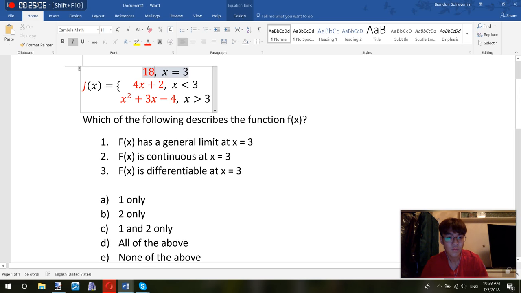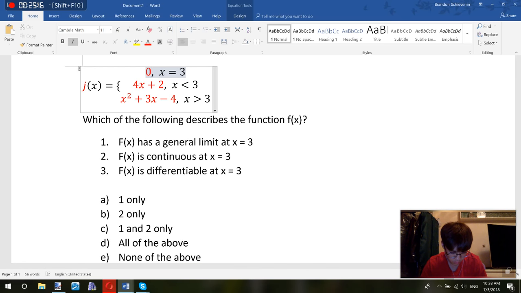So if I want this to be a general limit but not continuous, then I just need to make sure that at the point I've got a different value. So I can make this anything I want. I can make this 0 if I want. And then because that's not equal to 14, I will have a general limit, but I will not be continuous.